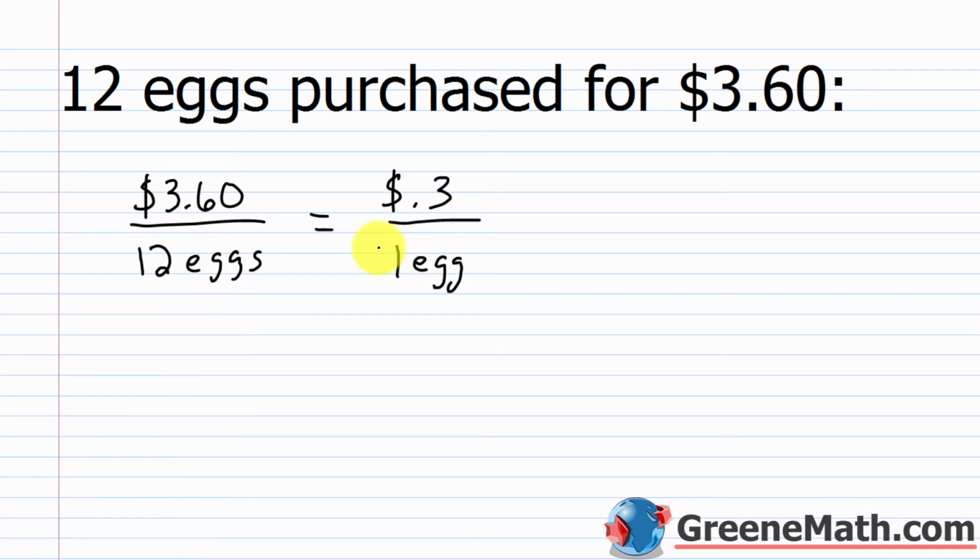So this denominator will always be singular. So instead of eggs, it becomes egg. And then the numerator, whatever number you end up with, it's going to be the value per one unit. So again, this is a single unit. And that's why we call it a unit rate.